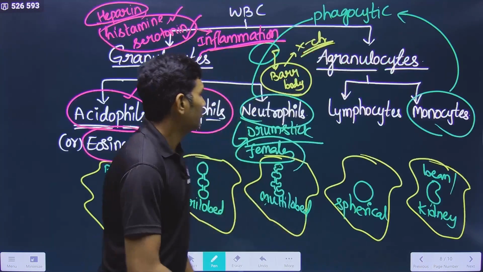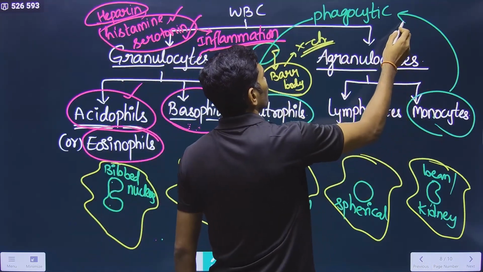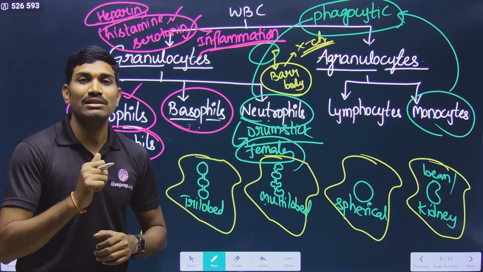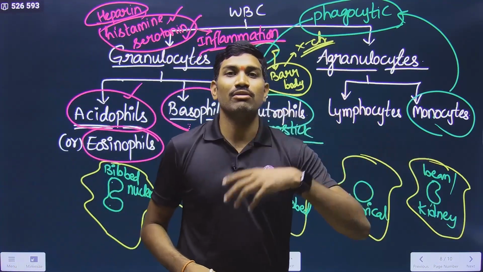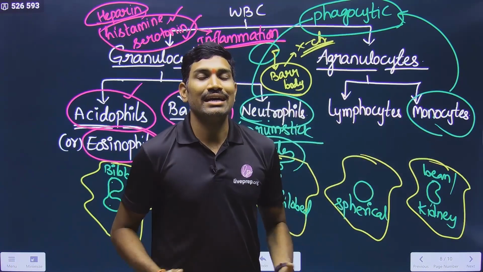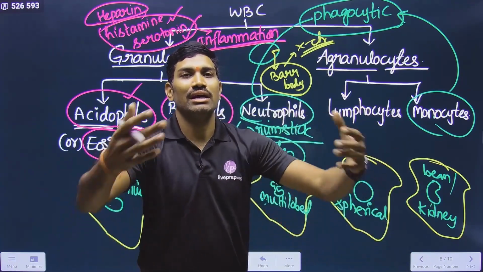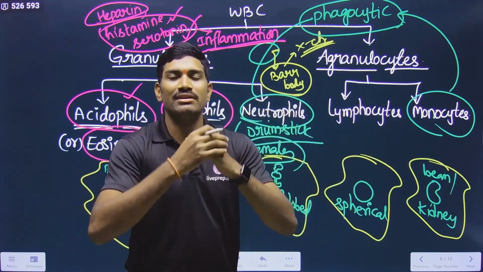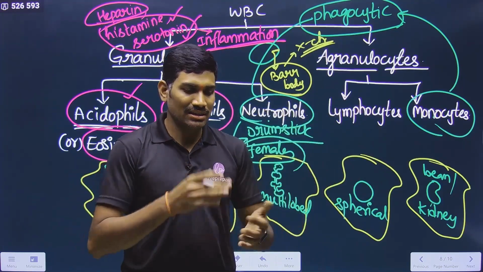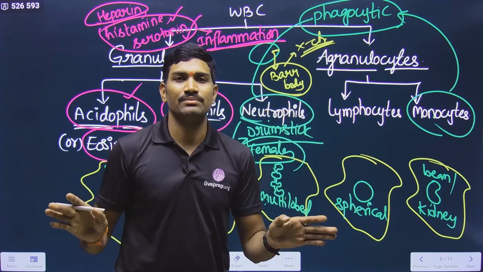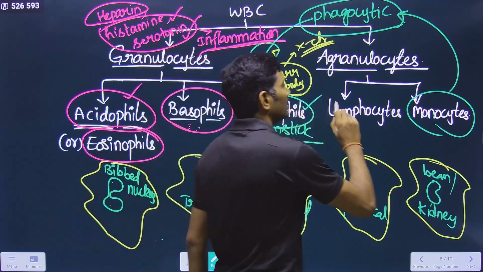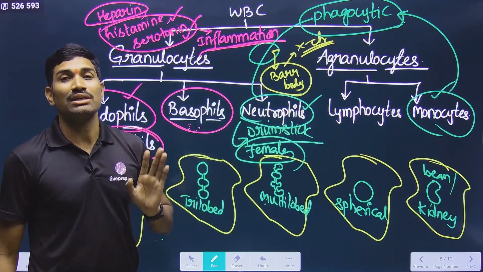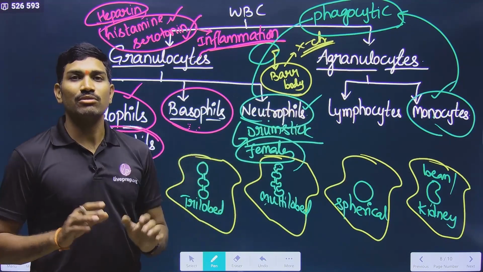In the same way, neutrophils and monocytes are involved in the phagocytic process. If a pathogen is entering our body, these cells try to engulf it, E-N-G-U-L-F. Engulf means eating like this. They engulf it, so that inside the cell it will be digested and broken down. In this way, neutrophils and monocytes, both phagocytic in function, protect our body from pathogens.